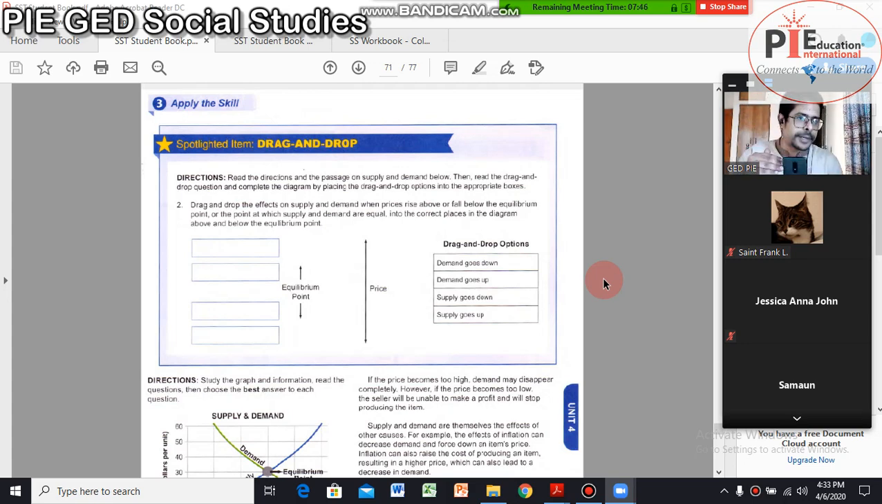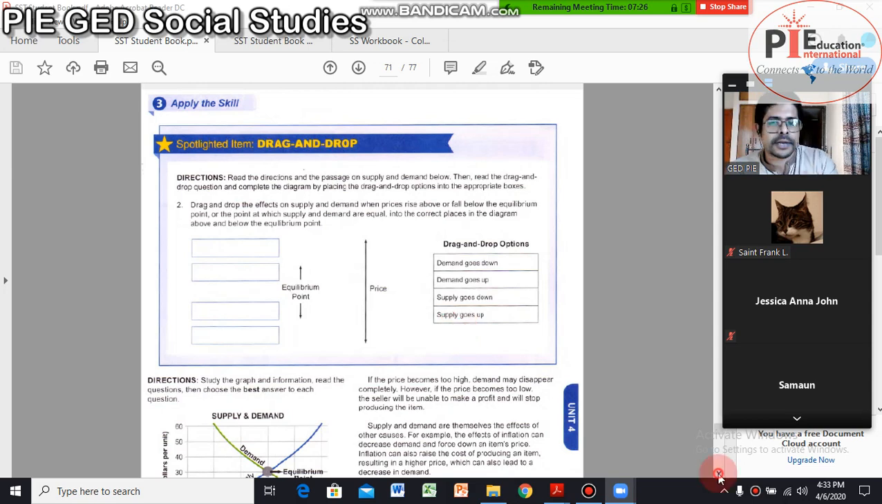I don't have a graph right now, but if I did, I would have explained it to you. There was a graph for supply and demand. There is a chart, there is a graph. It would be easier if I could show you that. Maybe in the next class I will try to figure out some way. They have given a supply graph over here.